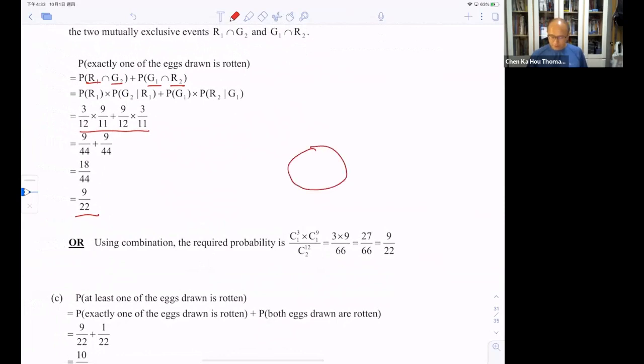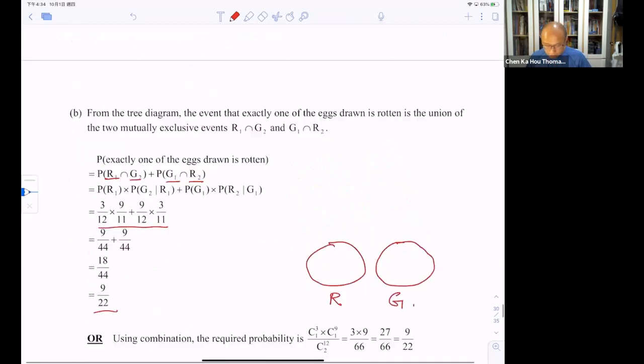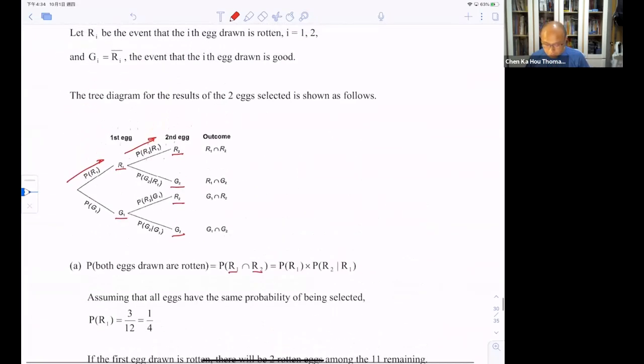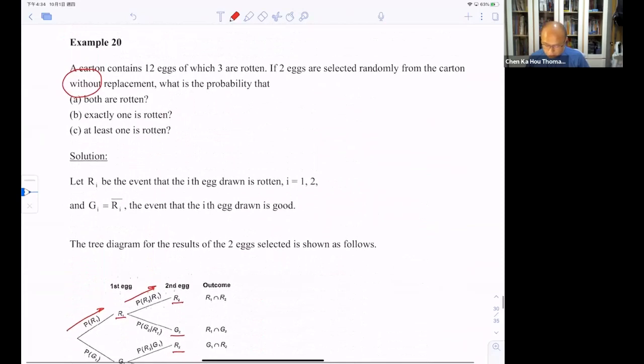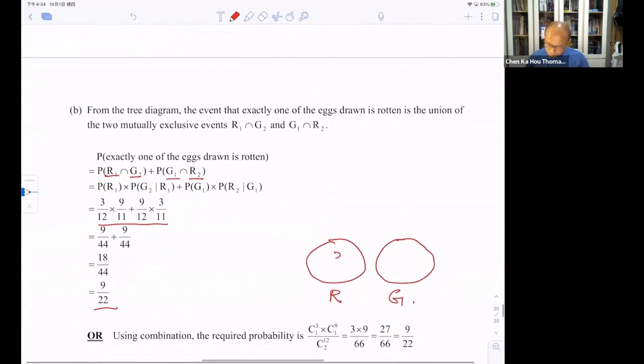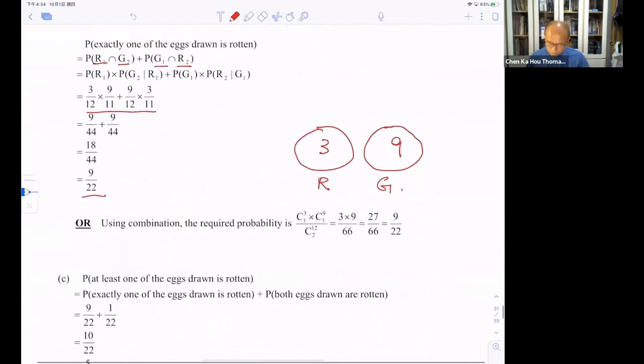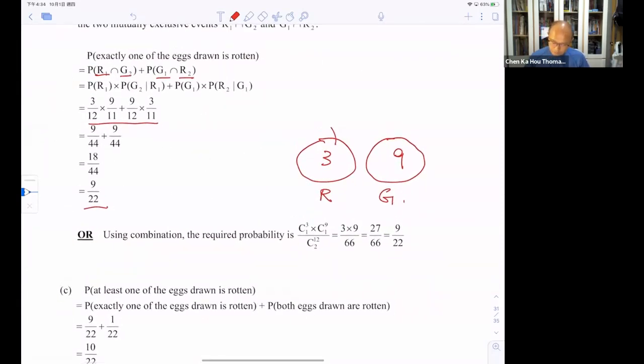In this problem, there are 2 groups of eggs. How many of them are 3? Is it 3? 3. 1 is rotten, so you choose 1. Then for this group, you also choose 1. And you may use nCr to do it.